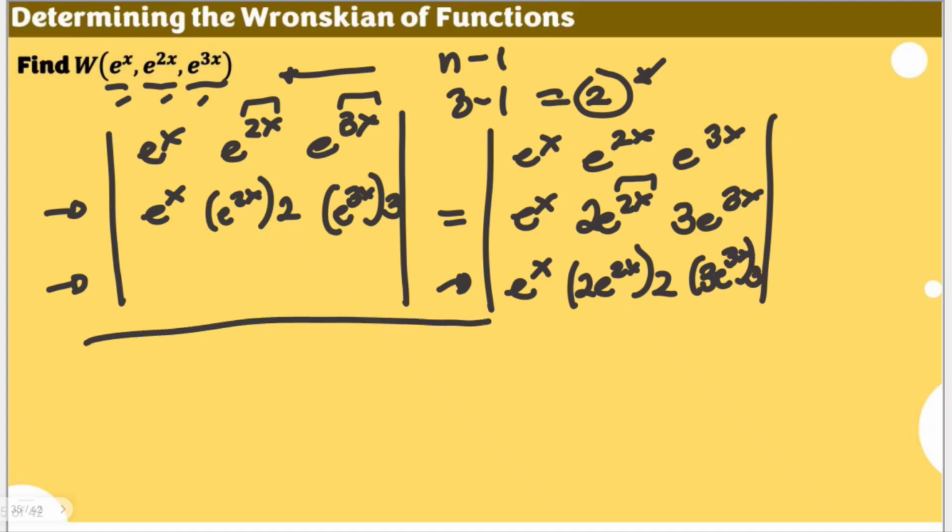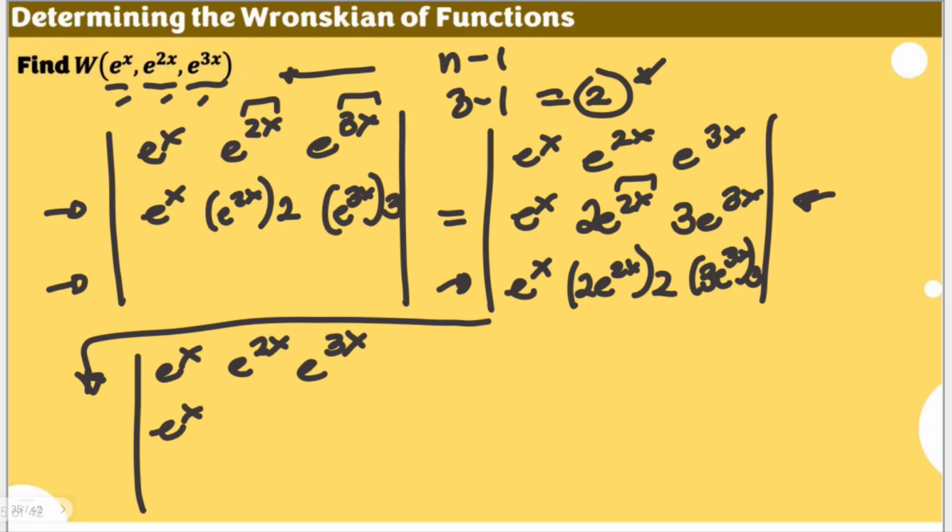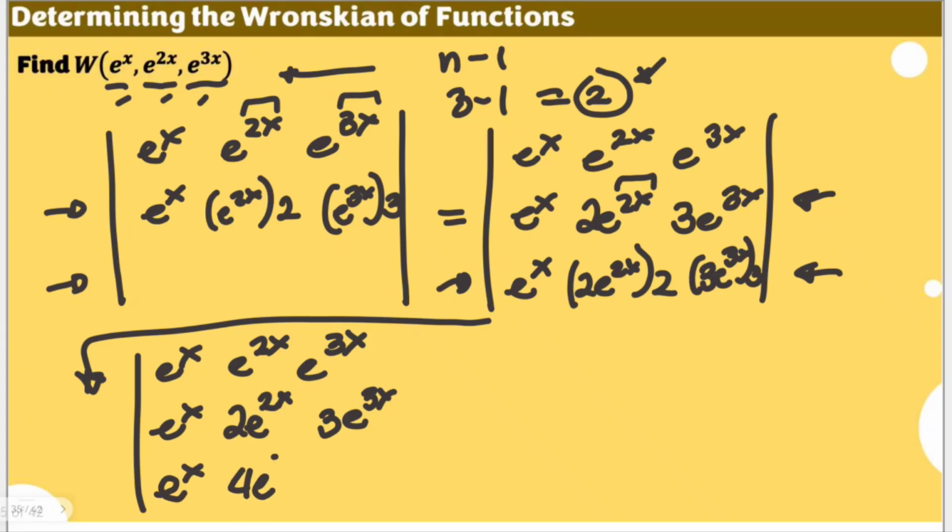So basically, we will have this final form of a 3 by 3 matrix. The first row entries are e to the power of x, e to the power of 2x, e to the power of 3x. The second row is e to the power of x, twice e to the power of 2x, and thrice e to the power of 3x. And then simplify the third row: still e to the power of x, 4 e to the power of 2x, and 9 e to the power of 3x. This is our matrix. And the determinant of this will correspond to the Wronskian of the 3 functions.